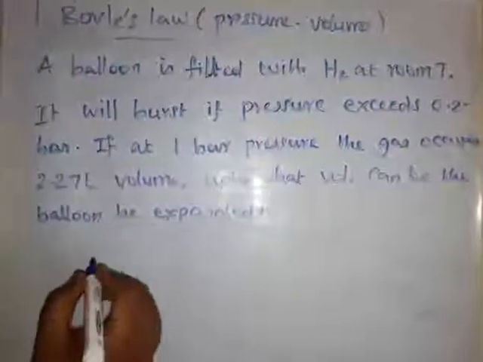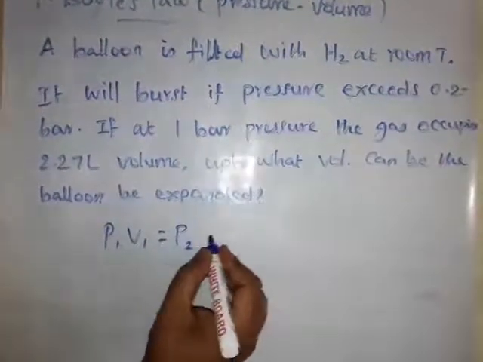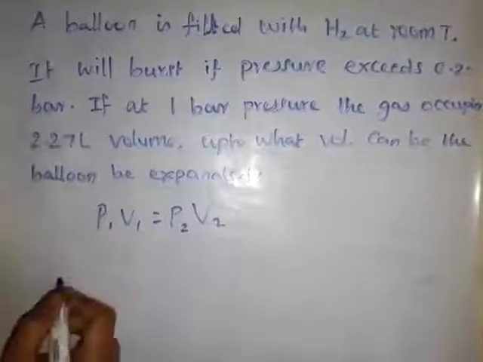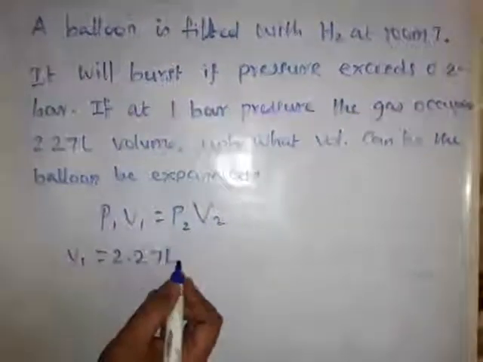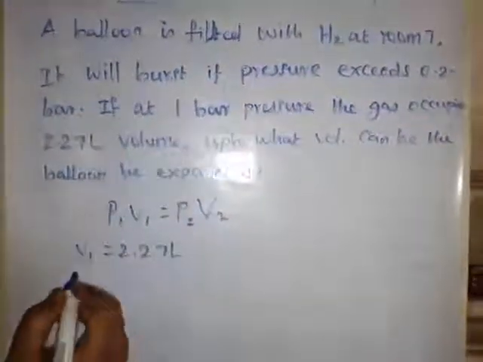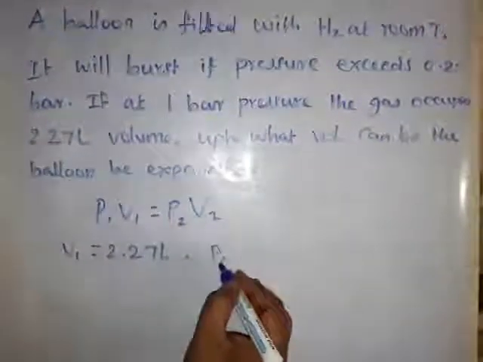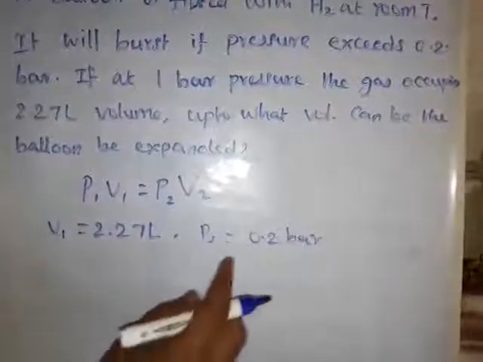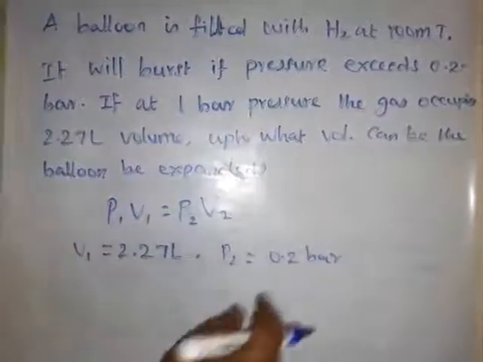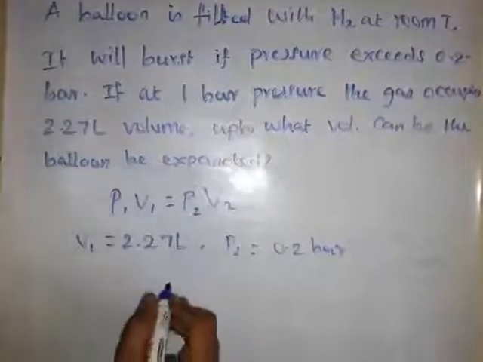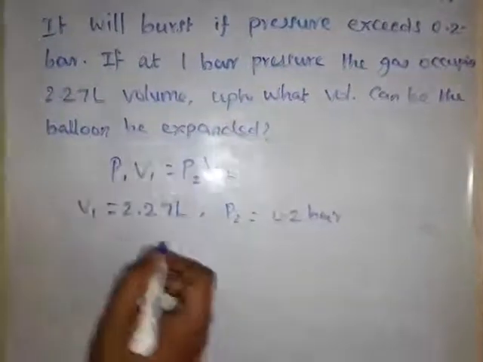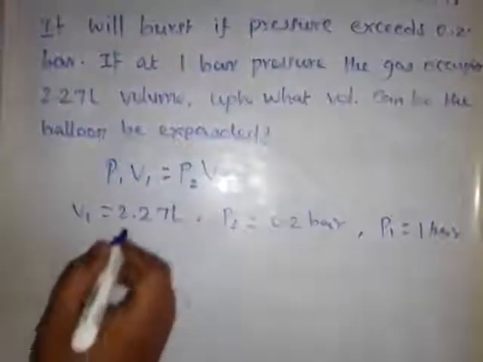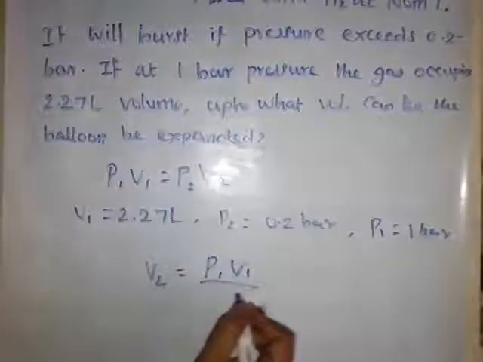According to Boyle's law, the formula is P1 V1 is equal to P2 V2. Here the pressure P1 is 1 bar, and V1 will be 2.27 liter. Here the pressure at which it bursts is P2, which is 0.2 bar. Now we first have to find V2. Rearranging the formula, V2 is equal to P1 V1 divided by P2.